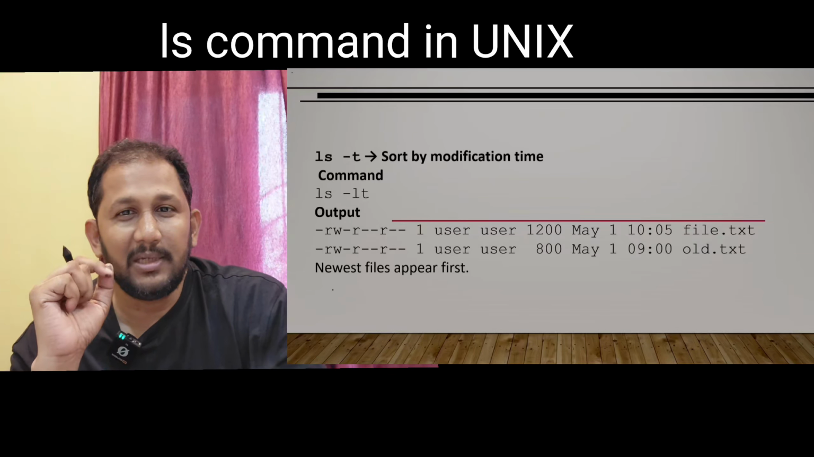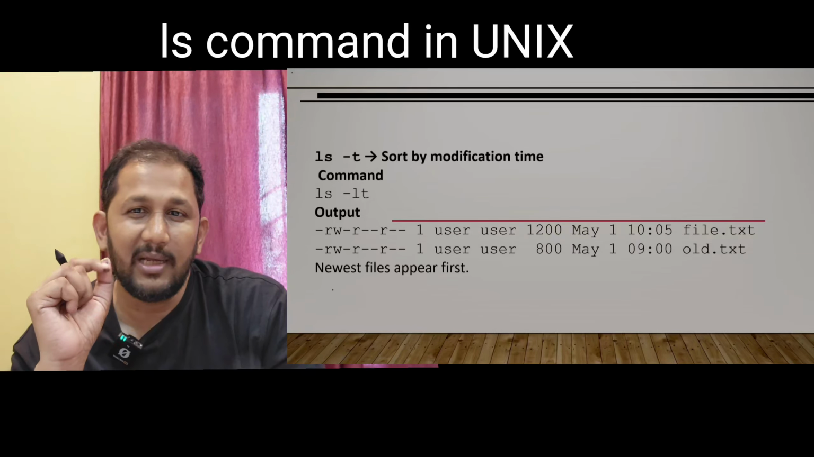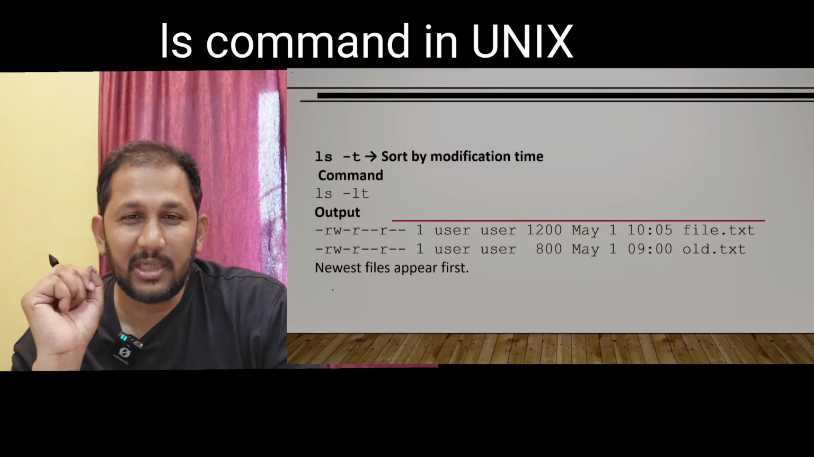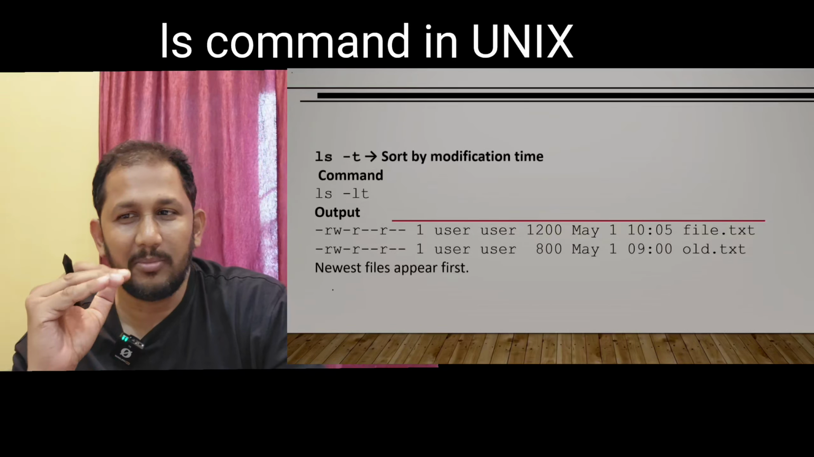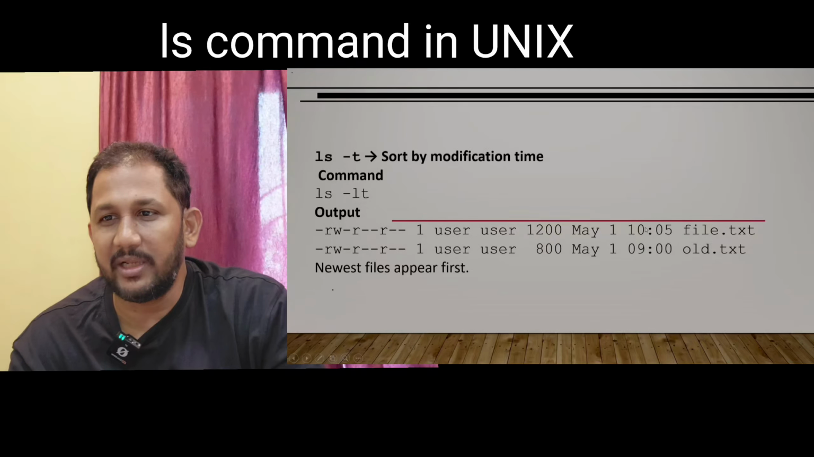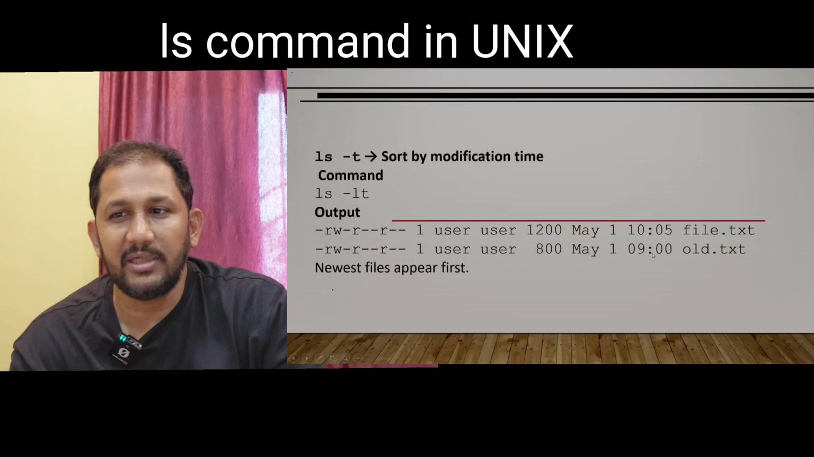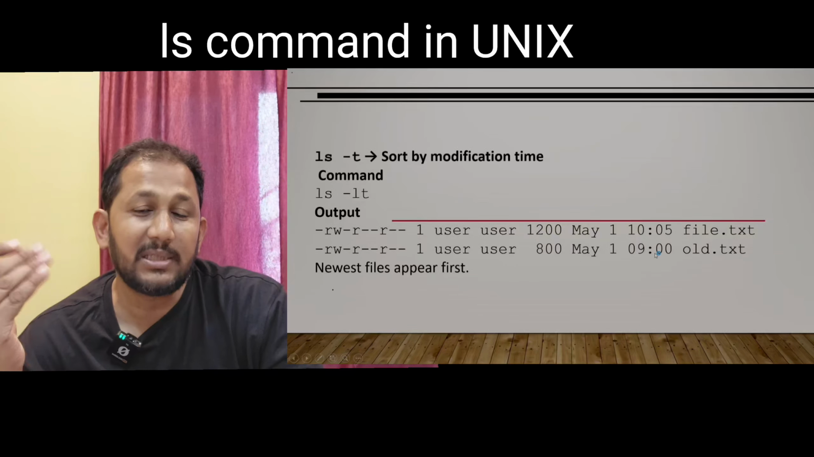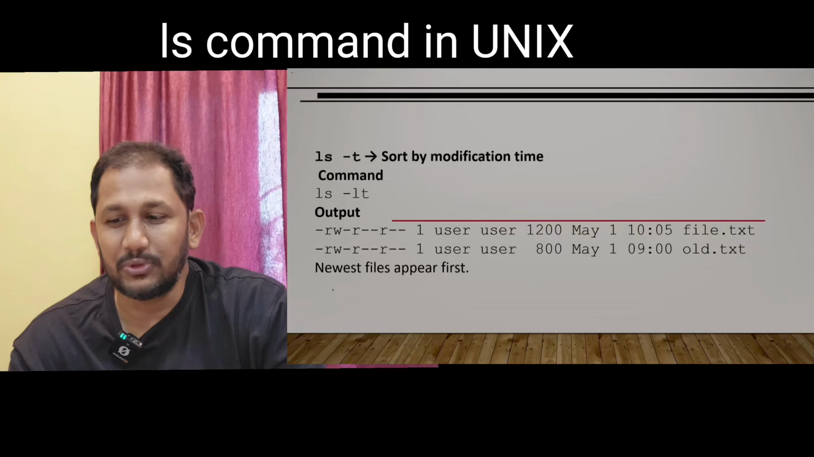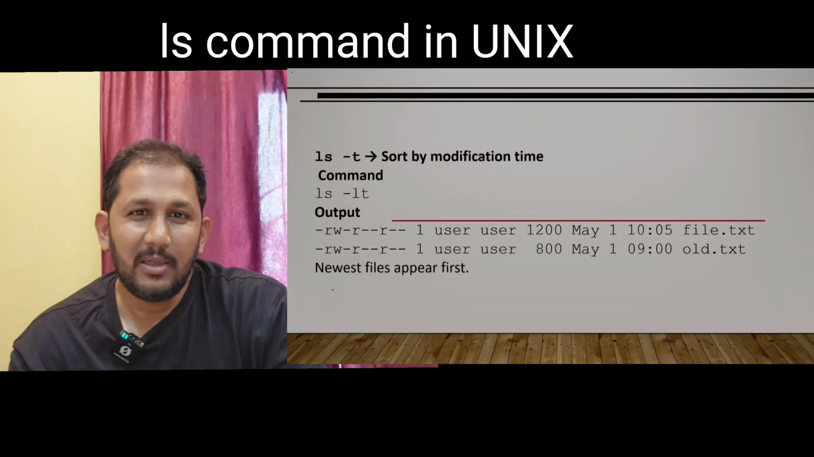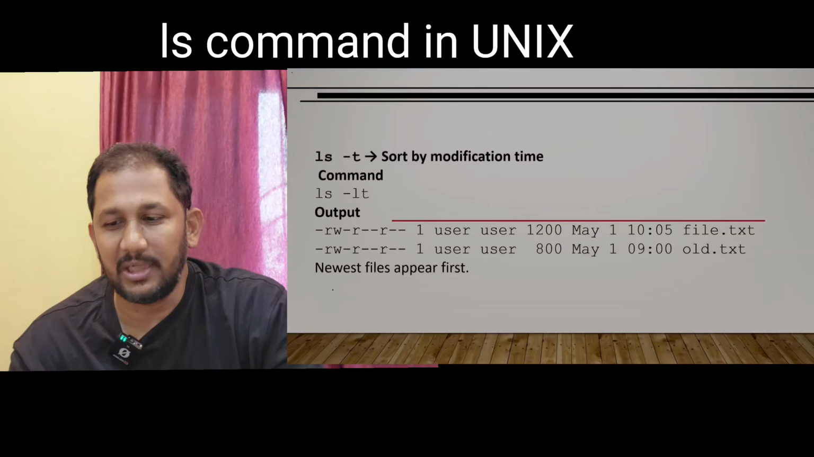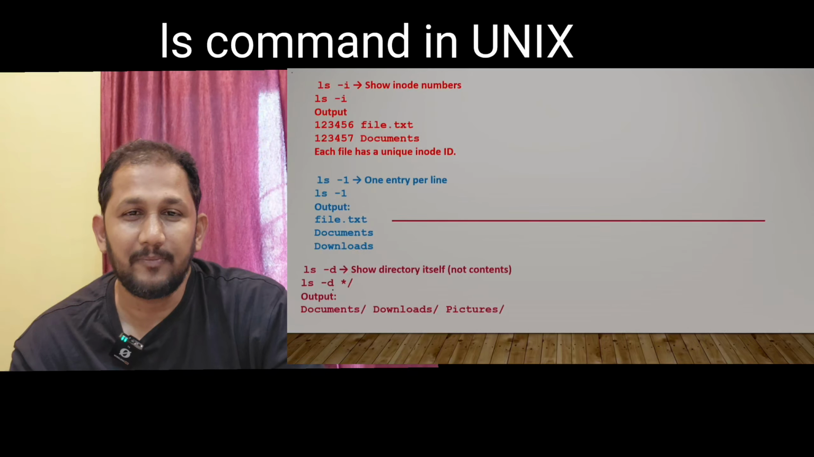Next, ls -t will show the files sorted by modification time. According to modification time, it will display the file names one by one. If the first file is modified at 10:05, then the next one is 9:00. So it will show the file listing according to the last modified time. We can use ls -lt for long listing as well as sorting according to the modification time.